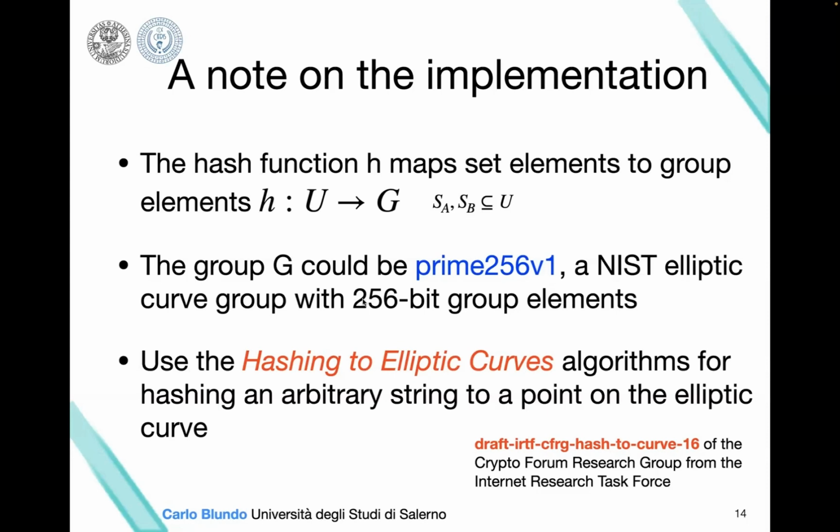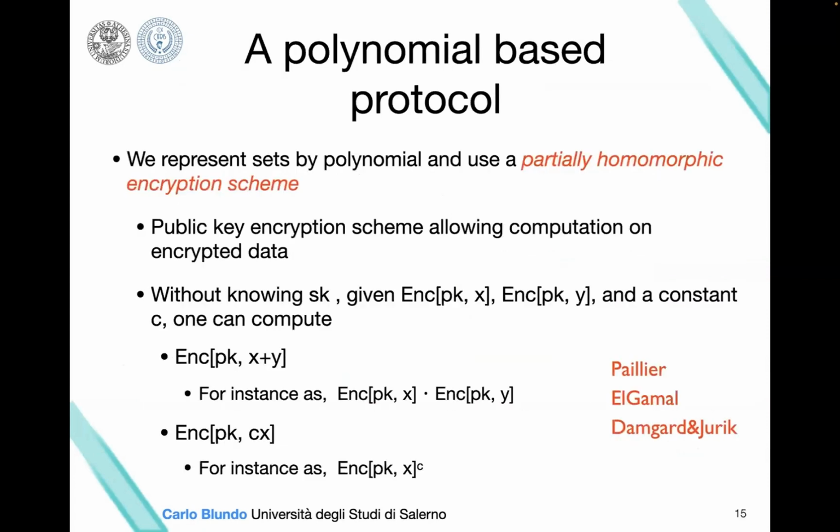We choose this group because the elements in the group are quite short. They are very, very short. They take just 256 bits. And then we can use a standard technique to map any value to points in the curve. So there are algorithms to do this, described in the document you can see in the bottom corner of the slides. This is just if we want to implement the protocol.